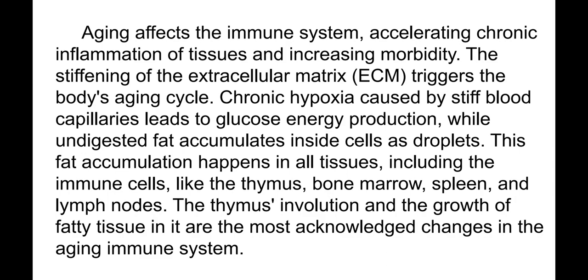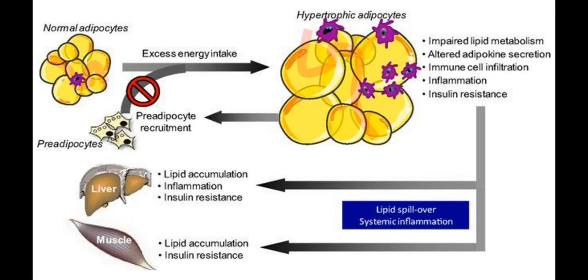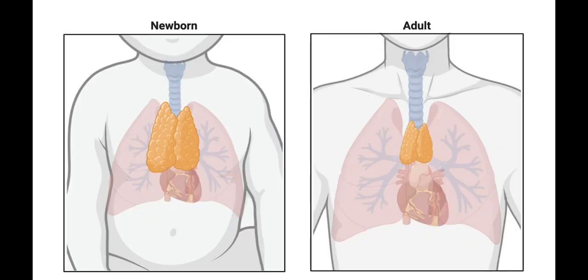This fat accumulation happens in all tissues, including the immune organs like the thymus, bone marrow, spleen, and lymph nodes. The thymus involution and the growth of fatty tissue in it are the most acknowledged changes in the aging immune system. Okay, we see that with age, what is happening? Fat accumulates in adipose tissue, but also in all organs, including muscles and inner organs. In thymus involution, the size of the thymus decreases sharply, and part of the tissue inside the thymus is replaced by fat, or is full of fat.